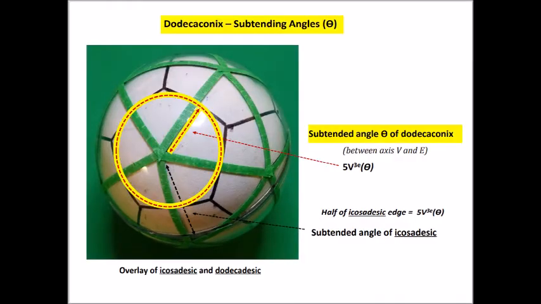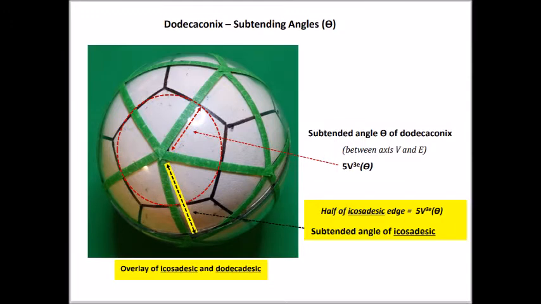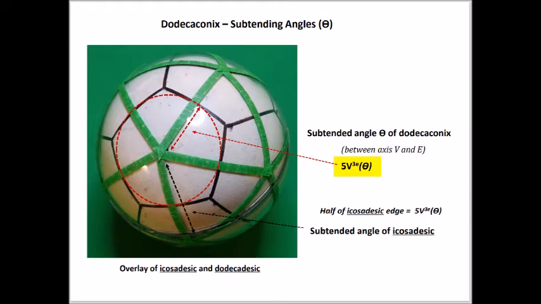Now conversely, the subtended angle of the dodecaconix is 1/2 of the subtended angle of the icosahedesic, as illustrated here. And the nomenclature used here is as follows. The subtended angle theta of the dodecaconix is a property of the harmonic note 5E upper 3E.